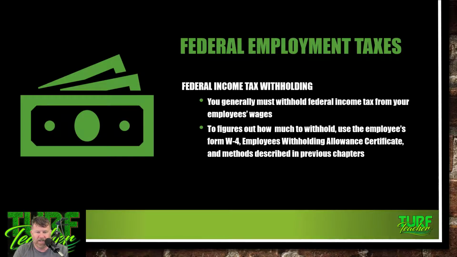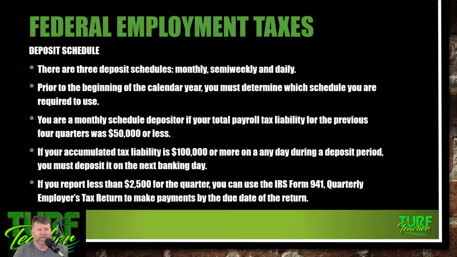With federal employment taxes, for withholding, you generally must withhold federal income tax from your employees' wages. To figure out how much to withhold, use the employee's Form W-4, the Employee's Withholding Allowance Certificate, and methods described in previous chapters of the NCICLB textbook that we use on campus.